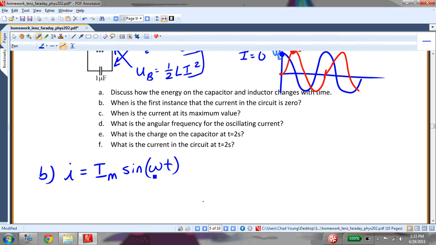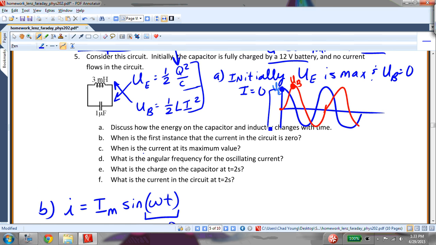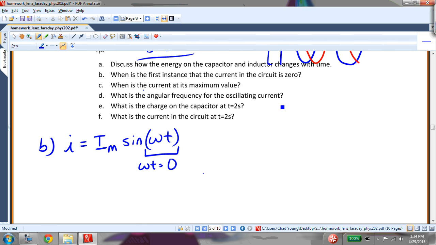And the instant that the current in the circuit is 0 occurs when omega t equals 0, because sine of 0 is 0. And we can see that here in this plot that I've drawn. Initially my current is 0 because the current is going to follow UB. UB, the energy stored by the magnetic field, will be at its maximum when the current's at its maximum, and it'll be 0 when the current is 0. So UB will follow the current. So whenever omega t is equal to 0, that's when the current is equal to 0.